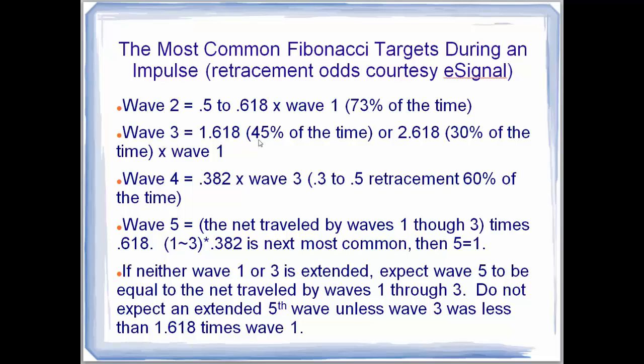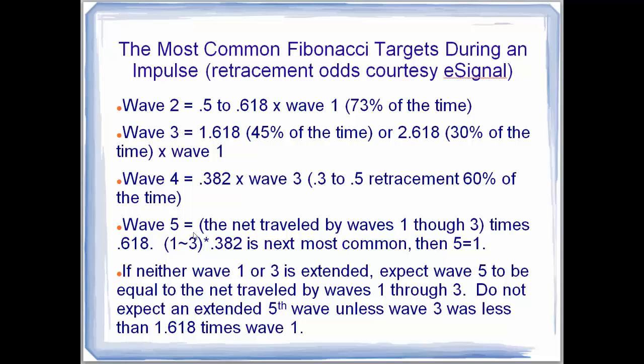Wave 3s 45% of the time end at about a 1.618 relationship with wave 1. 30% of the time, they're longer. They're about 2.618 times the length of wave 1. Wave 4s typically retrace 0.382 times the length of the preceding wave 3. As a matter of fact, wave 4s retrace between 0.3 and 0.5 of the preceding wave 3 60% of the time.